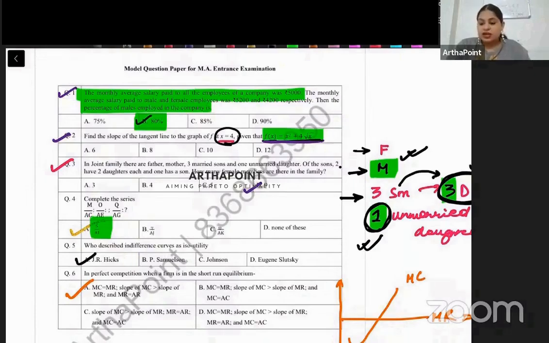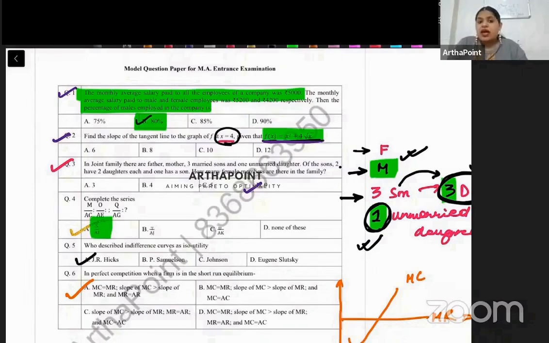Not just for Gokhale. Whether you give CUET, whether you give MSc, whether you give any other entrance exam, you must go ahead and remember these names of the economists, that who gave what, right?